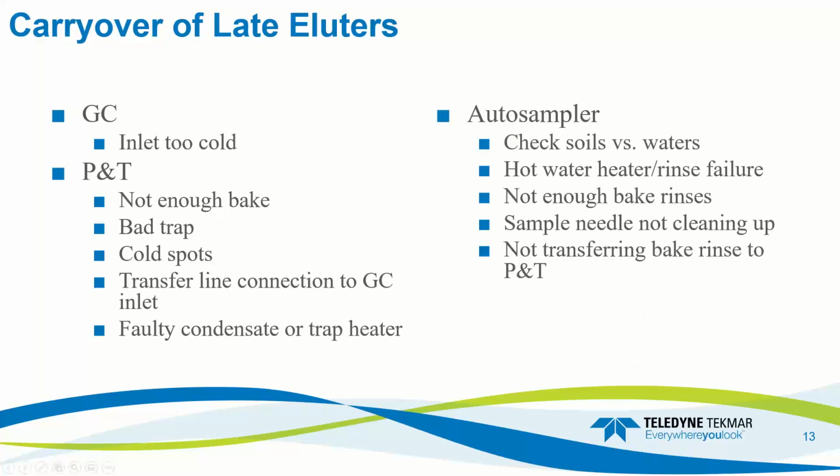In the auto sampler, maybe you need more bake rinses to really clean out from sample to sample. The sample needle could not be getting cleaned properly, so make sure you have enough rinses for that, or you could try the methanol rinse if you have that option, and make sure that the bake rinses are being transferred over to the purge and trap to get cleaned.